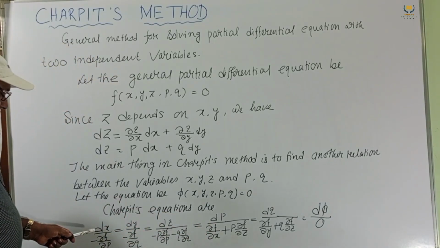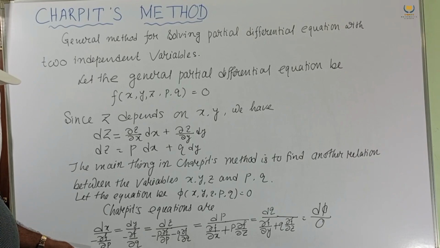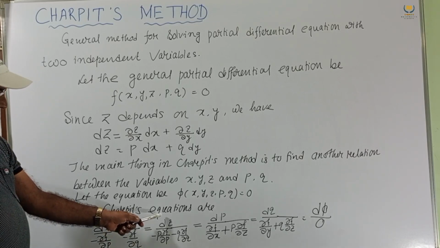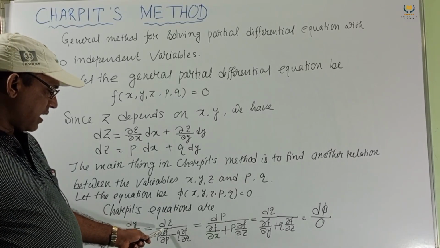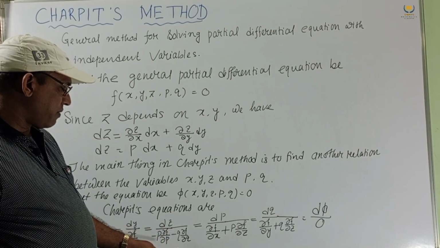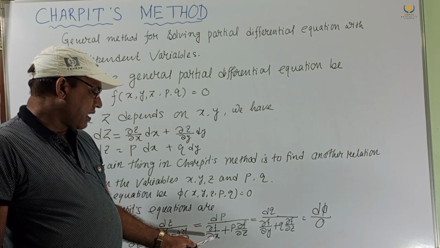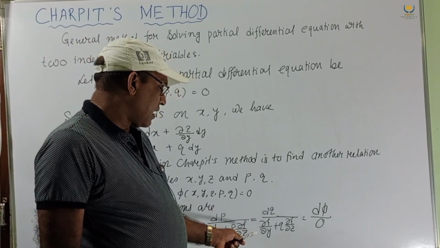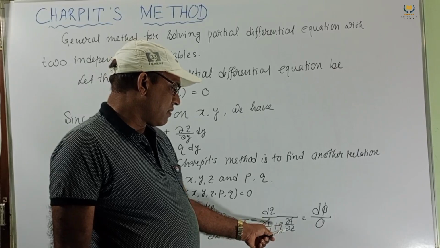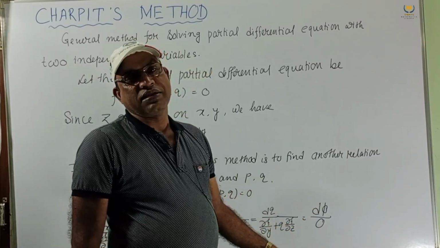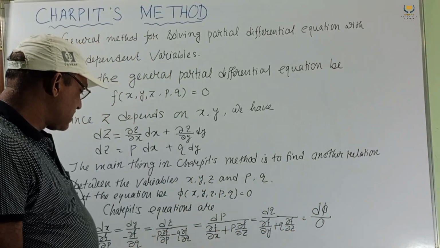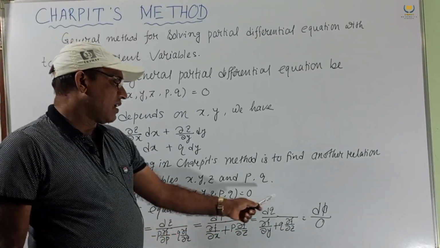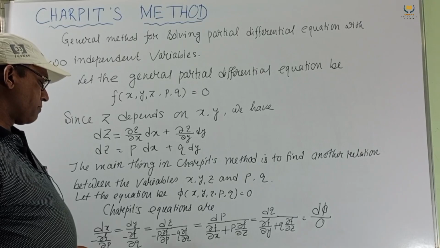Charpit's equation is dx/(∂f/∂p) = dy/(∂f/∂q) = dz/(−p ∂f/∂p − q ∂f/∂q) = dp/(∂f/∂x + p ∂f/∂z) = dq/(∂f/∂y + q ∂f/∂z) = dφ/0. This is our Charpit's equation. Anyhow, you have to learn this equation by heart. We solve some problems by using it.